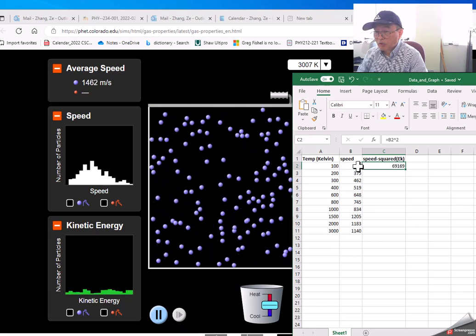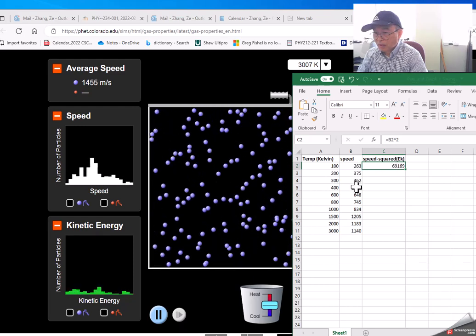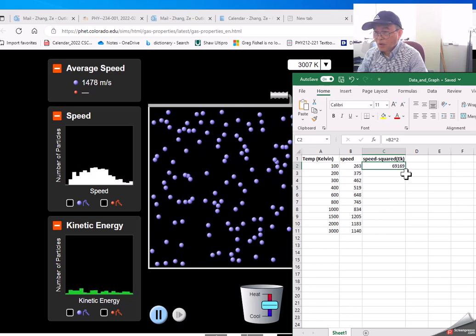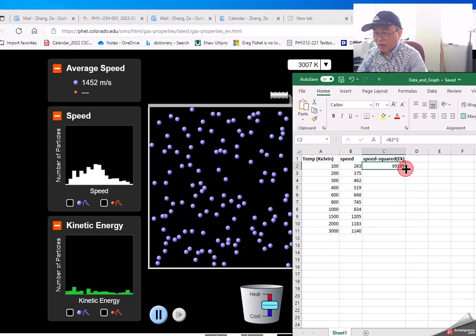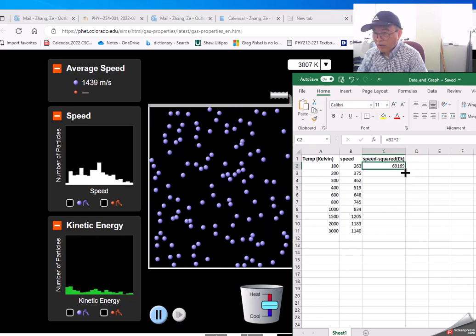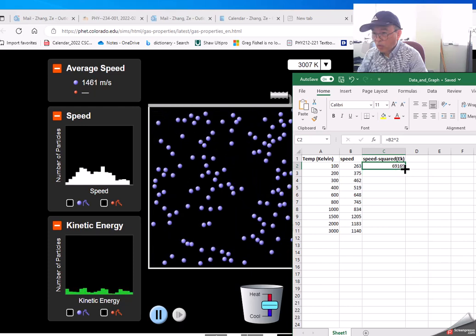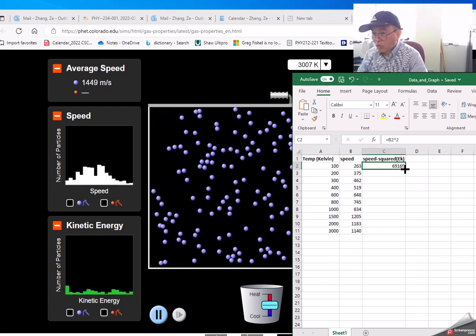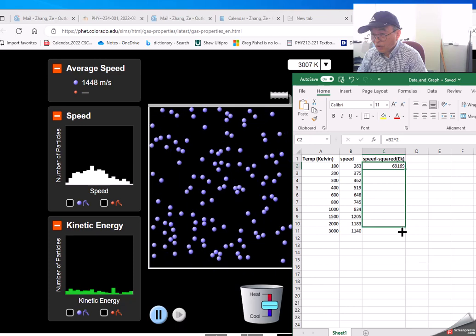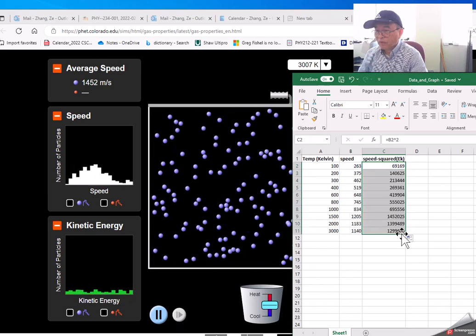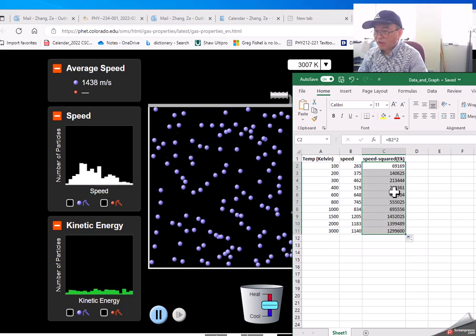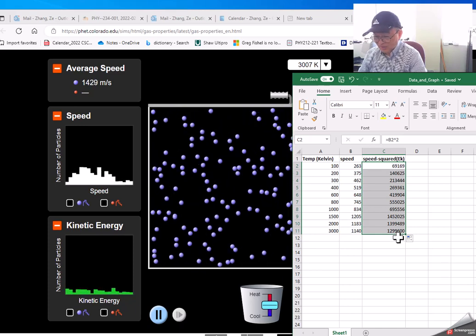But at the same time you want to do this to all the corresponding columns, and the same procedure is carried out row by row. You just click the little square on the corner, and drag it all the way down. Boom. Then you will have all these calculated instead of pressing the calculator.